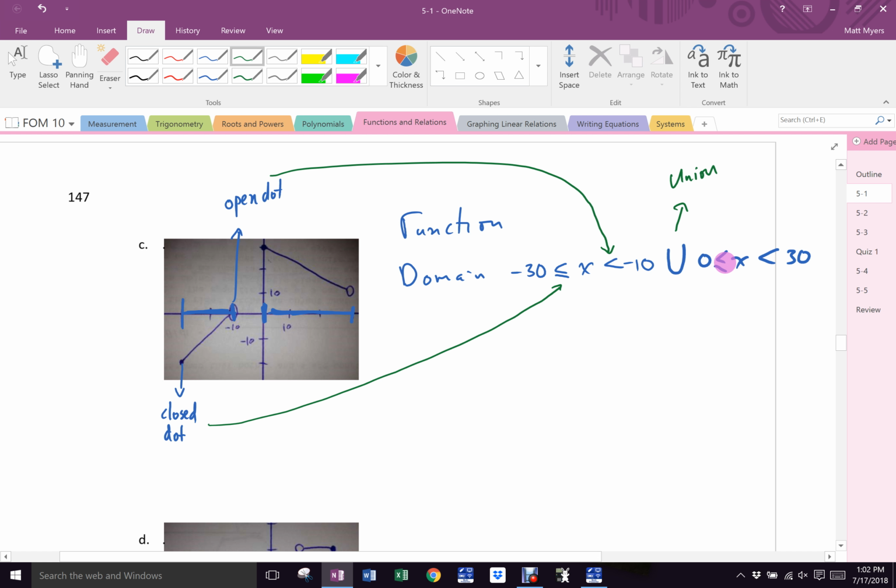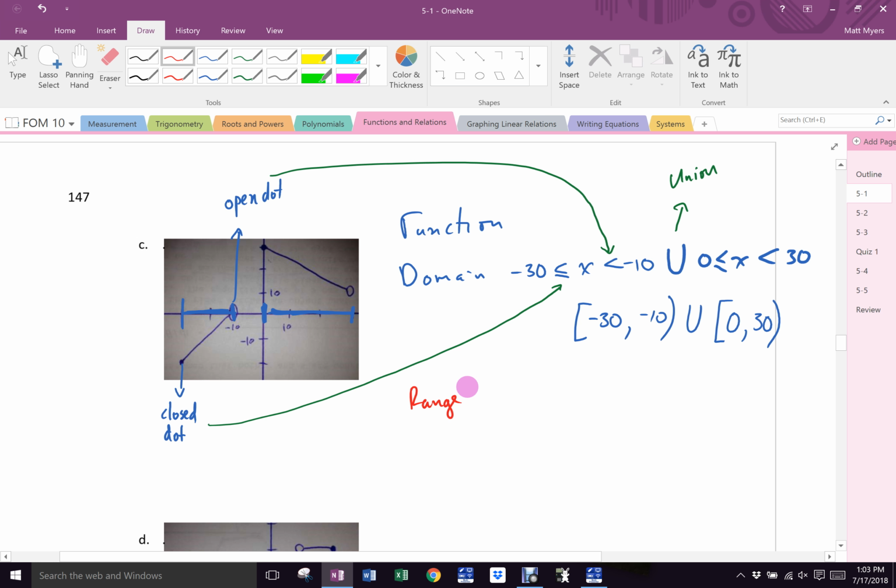Now, take this and write it in interval notation. Do we hit -30? So we put a square bracket, -30, comma. Do we hit -10? No. So we put a round bracket. And then we have a union. Do we hit 0? Yes. So what kind of bracket? Square, 0, comma. Do we hit 30? No. So what kind of bracket? Round. Everybody good?